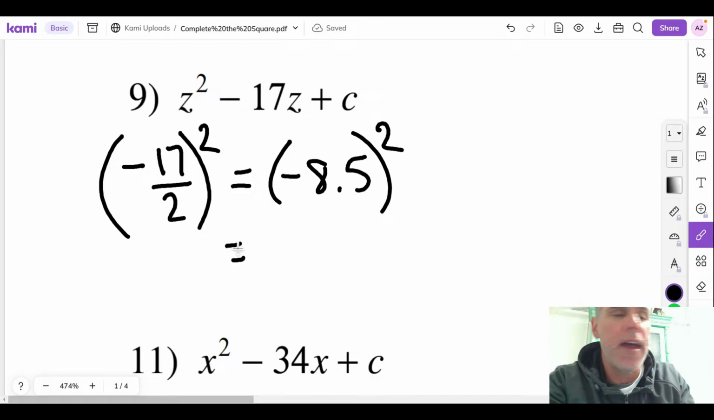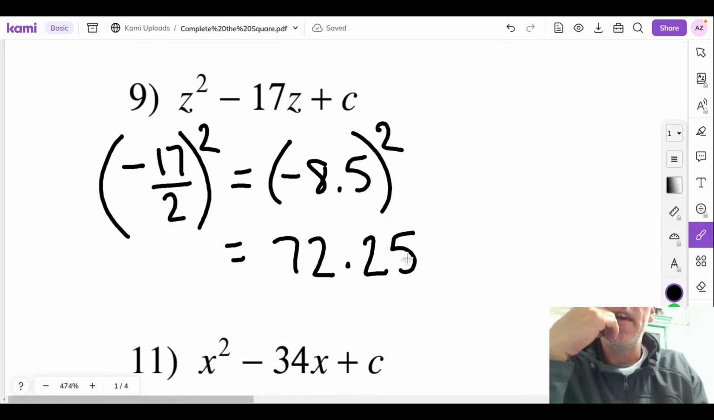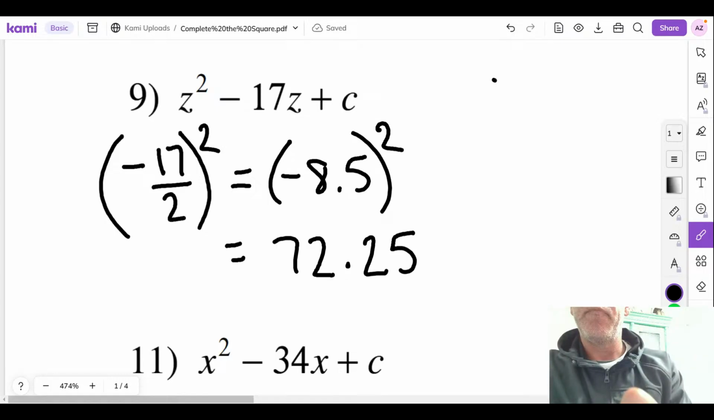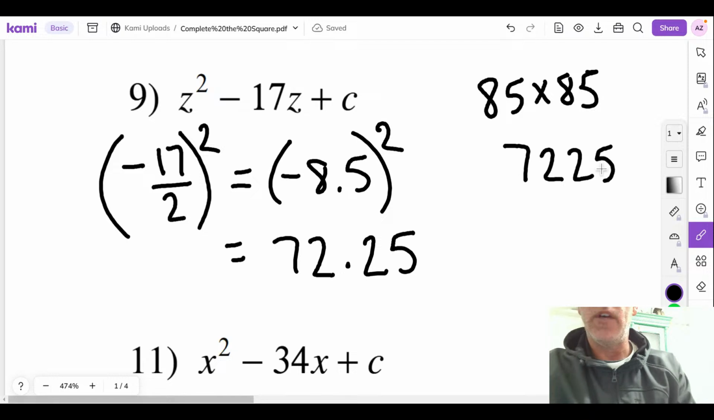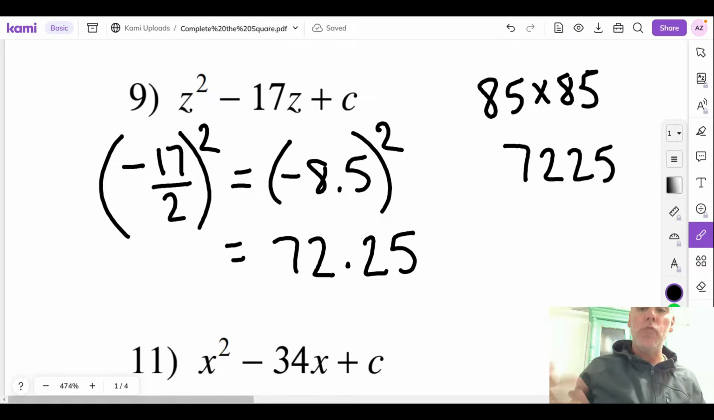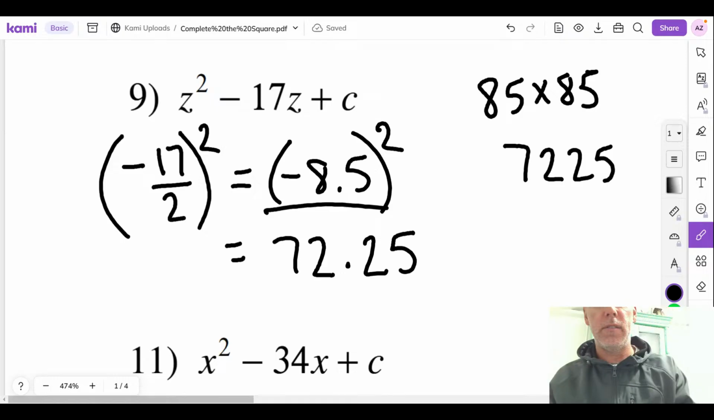And I actually know what this is. It's 72.25. I know this because 8.5 times 8.5, what you do is you do 8 times 9, which is 72, and then 5 times 5 is 25. So that's why it's 72.25. So negative 8.5 times negative 8.5 is 72.25. Okay, so that's kind of easy and kind of interesting right there.